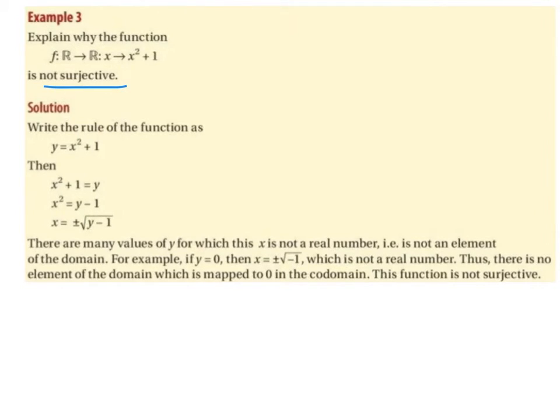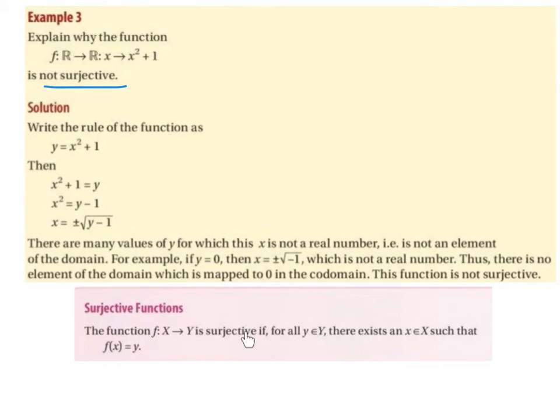Thus, there is no element of the domain which is mapped to 0 in the codomain. So that would mean that a y value of 0 would be left with no arrow pointing towards it if we were to draw this out with a mapping diagram. Thus, this function is not surjective.